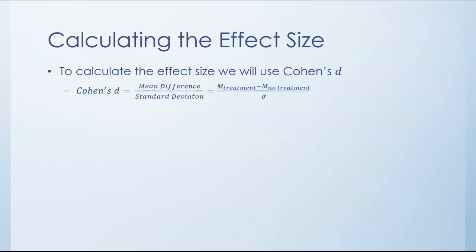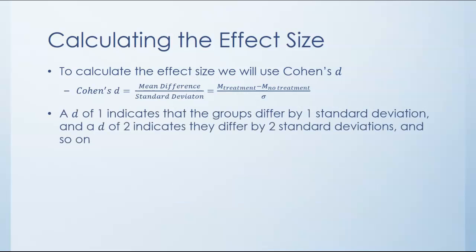We calculate what's called Cohen's d. We do the mean difference divided by the standard deviation. So we do the mean of the treatment group, the mean of the control group, we subtract them, and then we divide by our standard deviation. A d of 1 indicates that the groups differ by 1 standard deviation. Again, a d of 2 would indicate that they differ by 2 standard deviations, and so on and so forth.